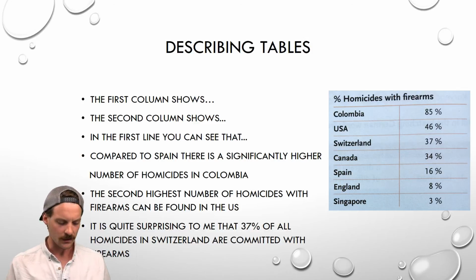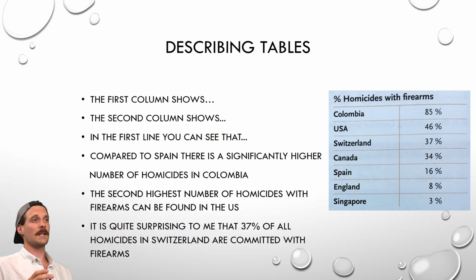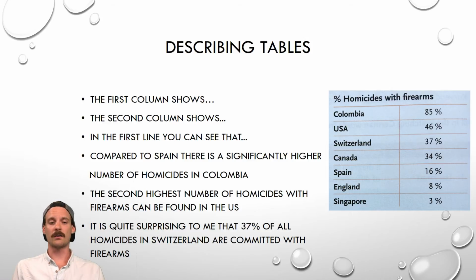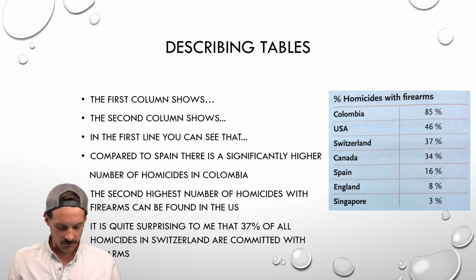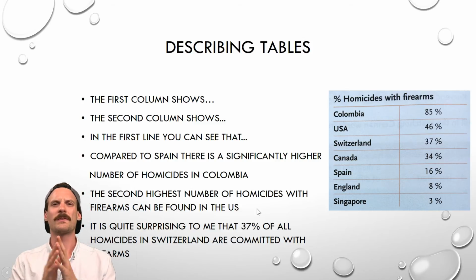I've provided a sentence like this here so you can see it better. It is quite surprising to me that 37% of all homicides in Switzerland are committed with firearms, which was surprising for me actually, because I didn't know that Swiss people use that many firearms. Of course, we all know about the US and Colombia. The second highest number of homicides with firearms can be found in the US, or something like this.